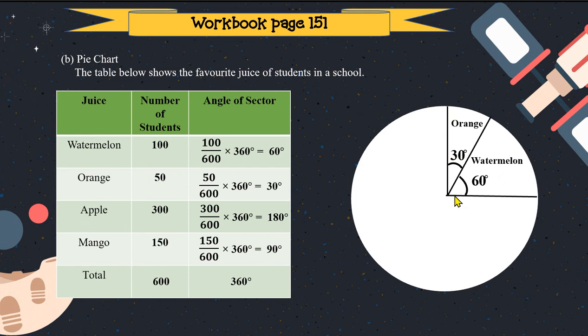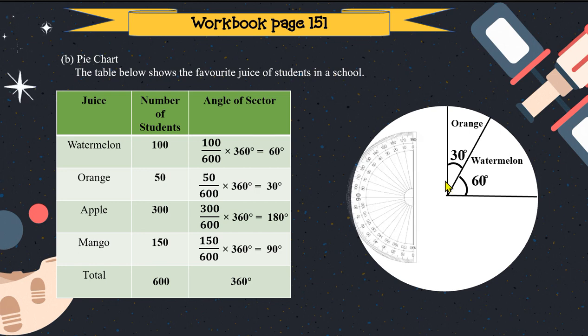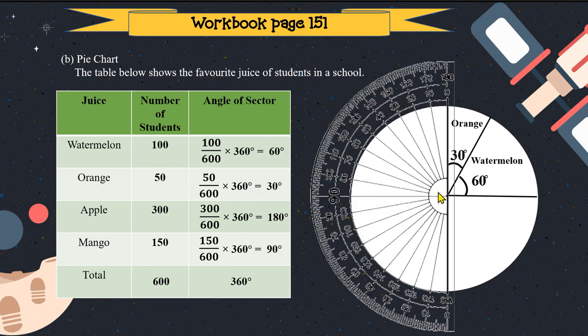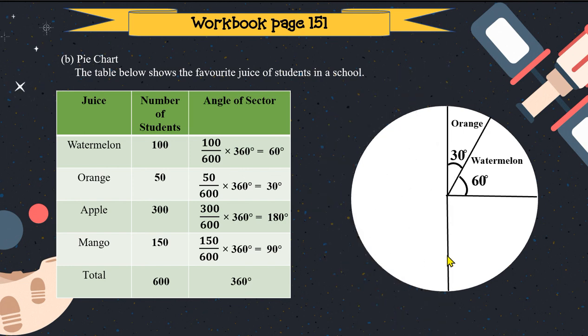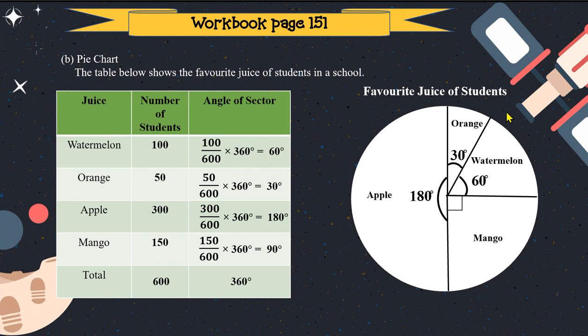And then next is apple. So we use this line. Put your protractor like this. Okay, so 180 is here. So you draw a line. So 180, you denote this one 180, and then you mark this one as apple. And then the last one here should be 90 degrees, so this one is mango. So remember to write down the title, favorite juice of students, then you have completed constructing your pie chart.